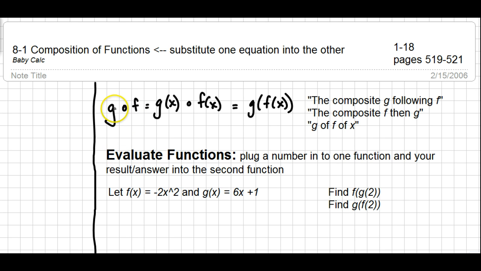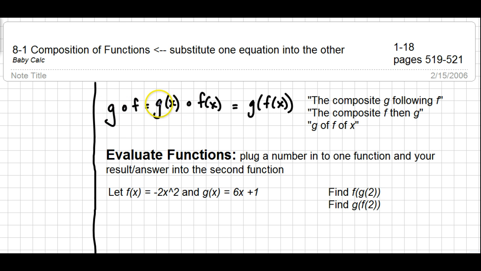First of all, we're going to look at the composition symbols that you might come across. The little open dot circle is the composition symbol itself, and when you read that out loud, you say follows or following. So g, or function g, is following function f. So that would mean that function f is first and g is second.